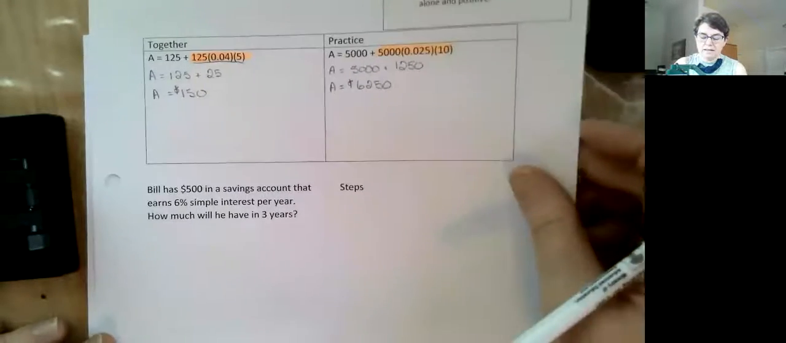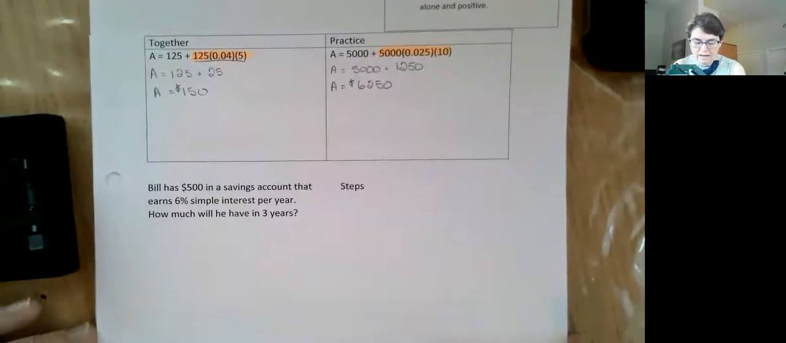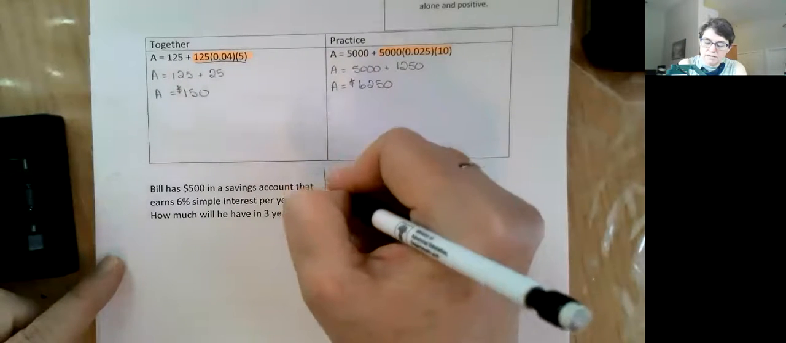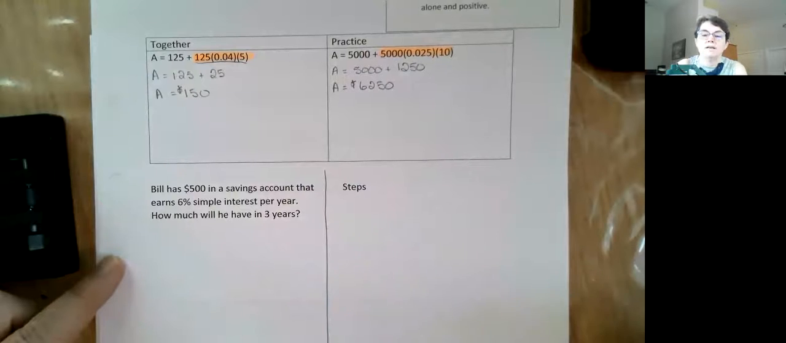A common question will be something like this. Bill has invested $500 in a savings account that earns 6% simple interest per year. How much will he have in 3 years? On one side, we're going to do the question, and on the other side, I'm going to do a running commentary with some steps to help you out so that you've got this later on.